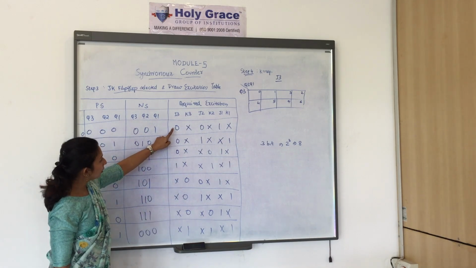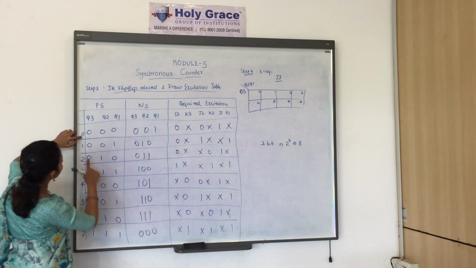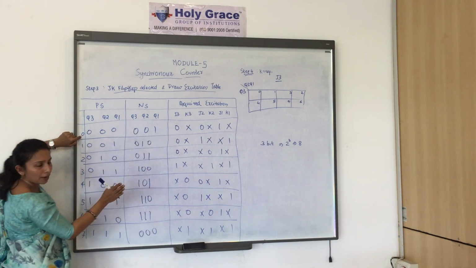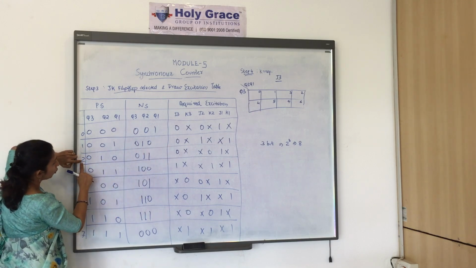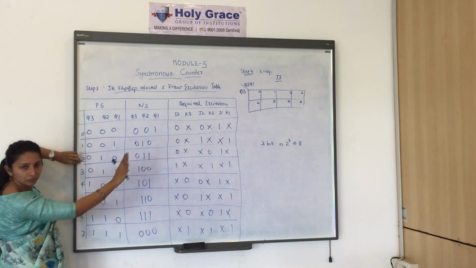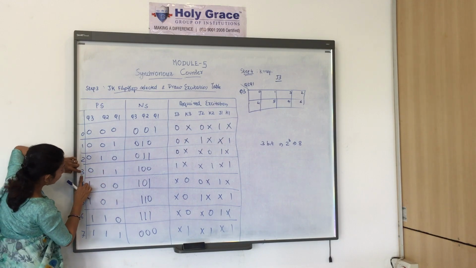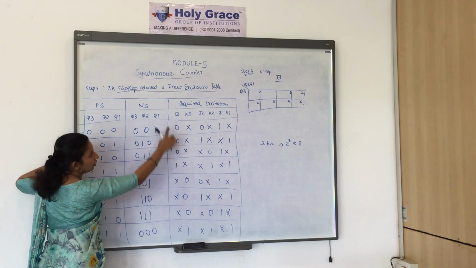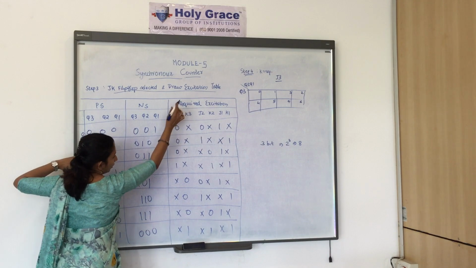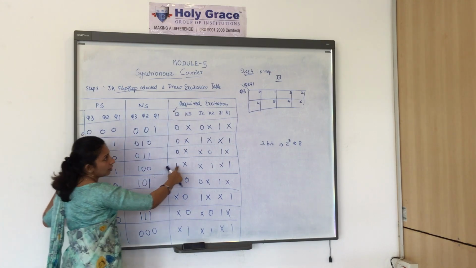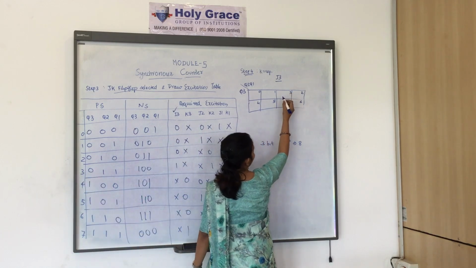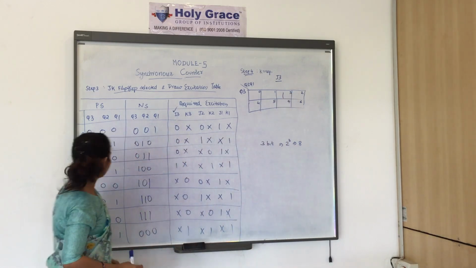You can see that for 0, the value is 0, so I don't have to draw anything. For 1, it is 0, I don't have to write. For 2, it is 0, I don't want to fill the K-map. Now for 3, you can see that there is a 1 for J3. So for this third one, I will write it as 1.